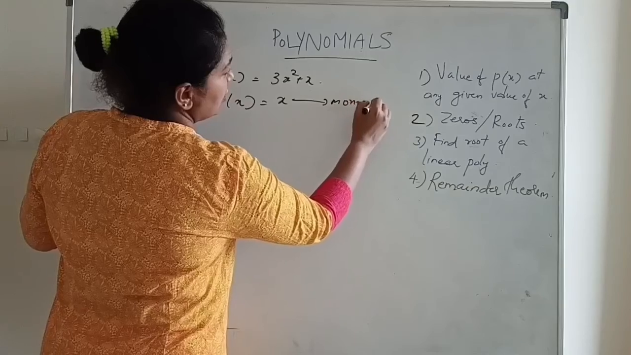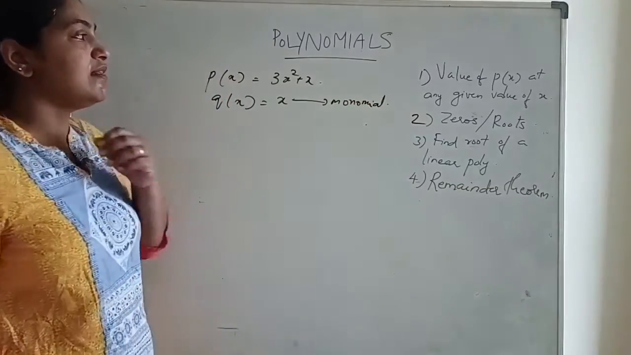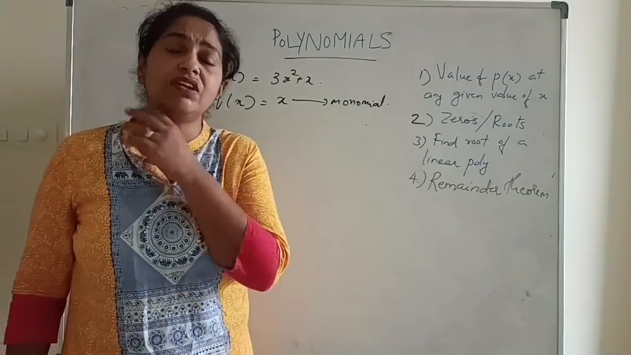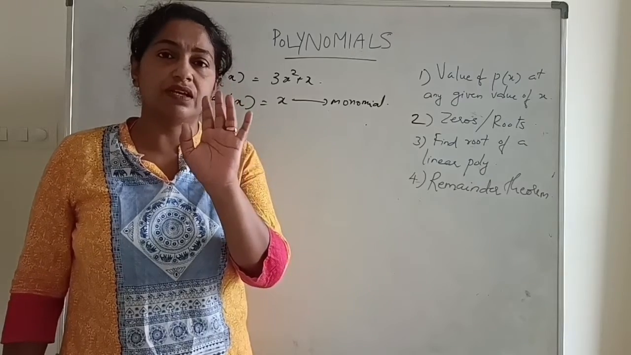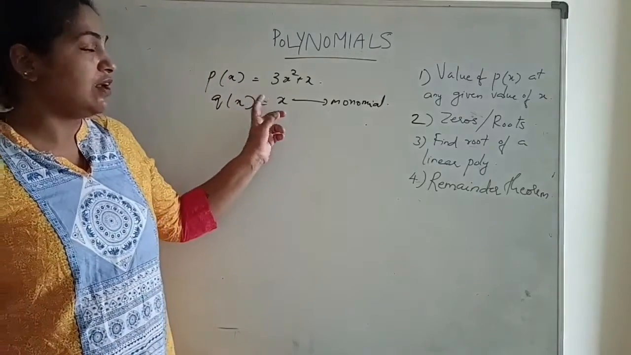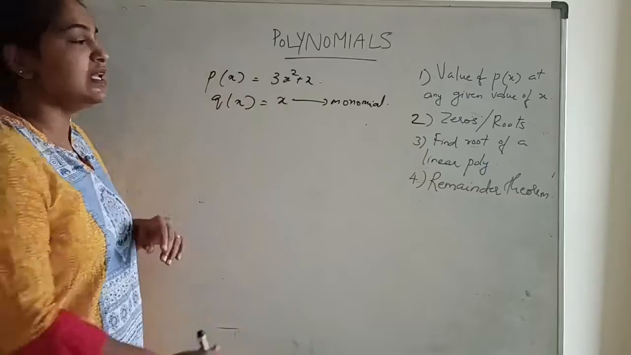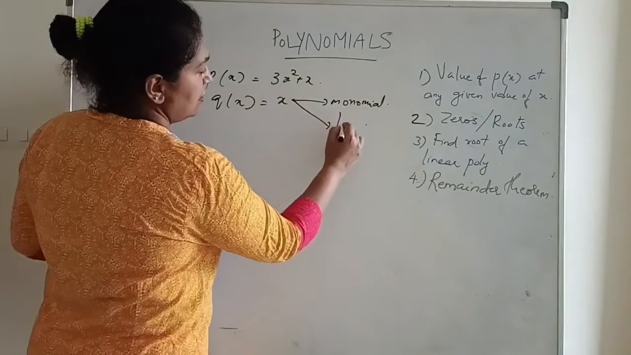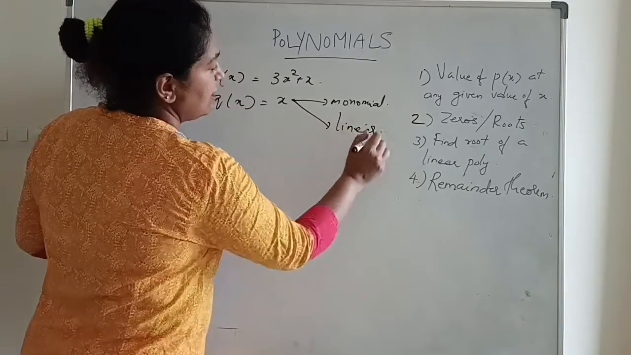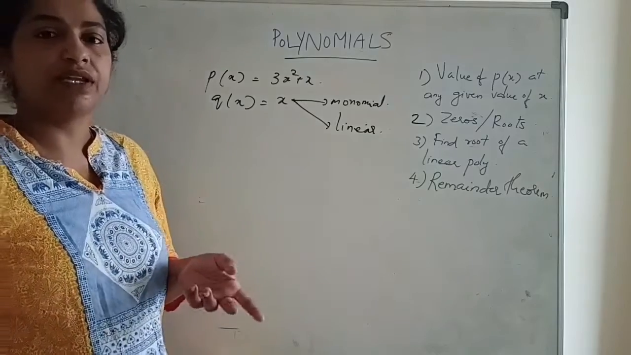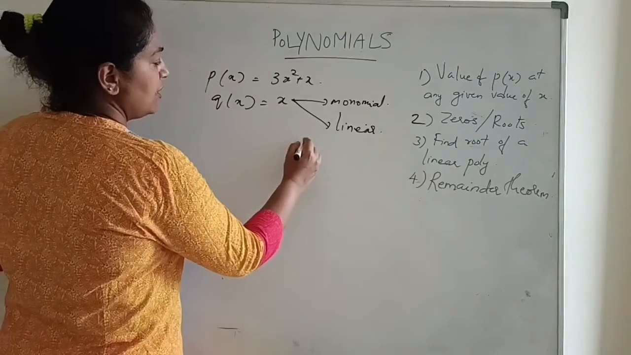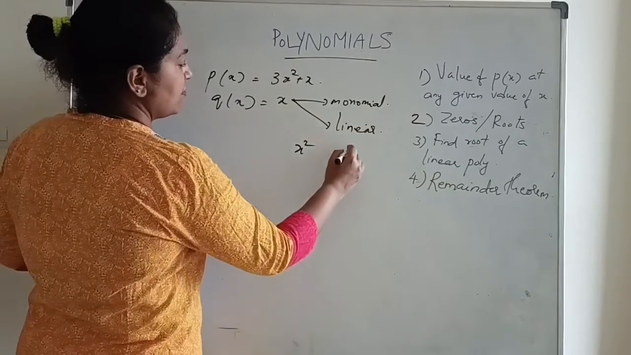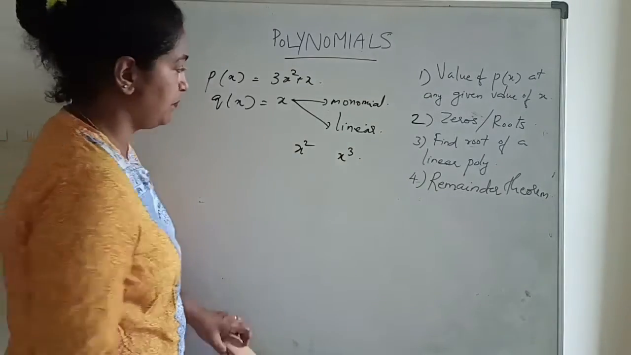If you can recollect, a monomial is a polynomial having only a single term. It's a single-term polynomial. Here I have taken only x, and it is a linear monomial. So what is a quadratic monomial? A quadratic monomial would be x square. A cubic monomial would be x cube, etc.